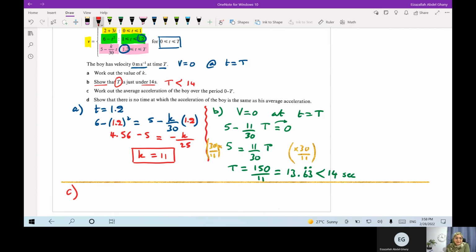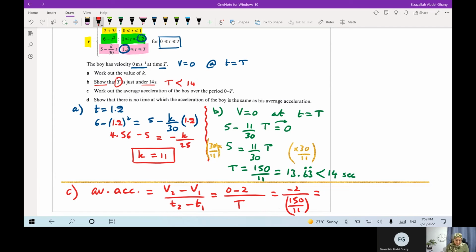Now, question C, average acceleration is v2 minus v1 upon t2 minus t1. I mean, change in velocity divided by change in time. Velocity started at 2 and ended at 0. So it will be 0 minus 2 upon the difference in times, which is the total time of the journey. So it will be negative 2 over T, which is 150 over 11.